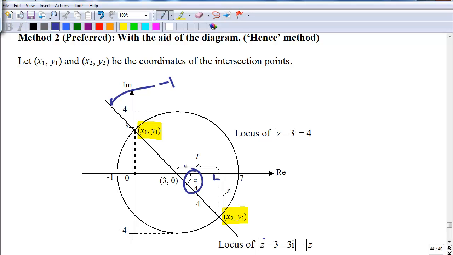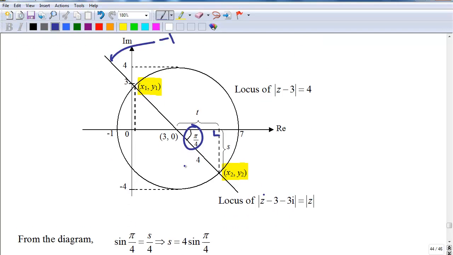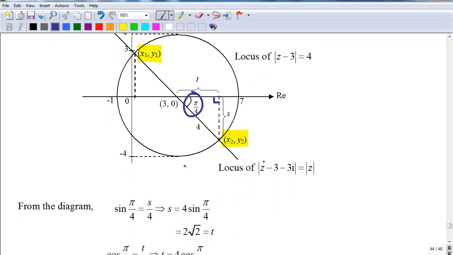Now writing it down as pi over 4, it gives me something. Let's say I call the opposite S and the adjacent T. Now the hypotenuse is 4 because the radius of the circle is 4. I can write down straight away what S and T are. Sine pi over 4 is opposite over hypotenuse, so I can bring the 4 over.